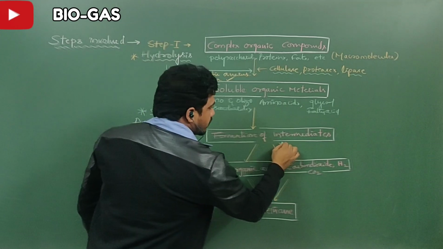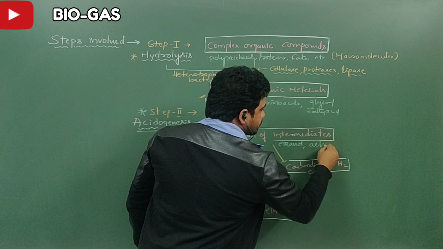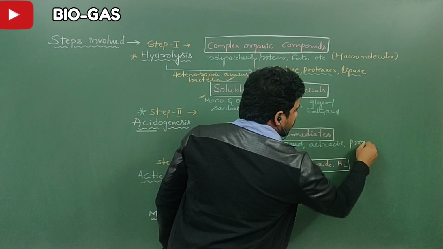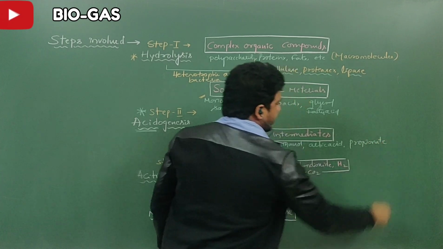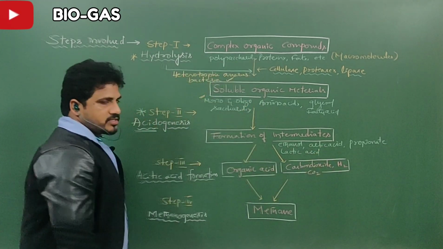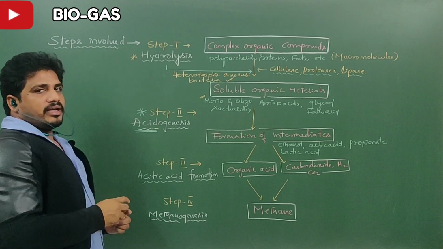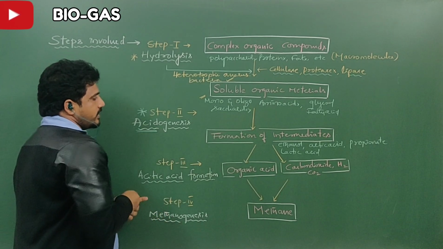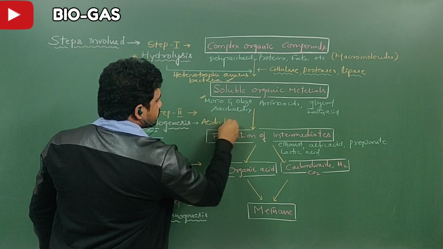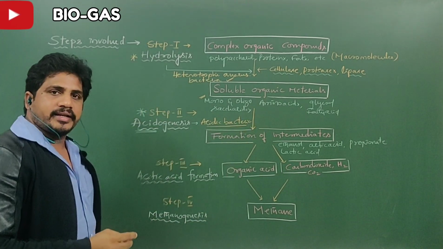Intermediates like ethanol, acetic acid, propionate or propionic acid, lactic acid. These all are the intermediates. Some volatile fatty acids will be formed. So here acidogenic bacteria are important. The bacteria involved here are acid-forming bacteria. This acidic bacteria is also a heterotrophic bacteria.